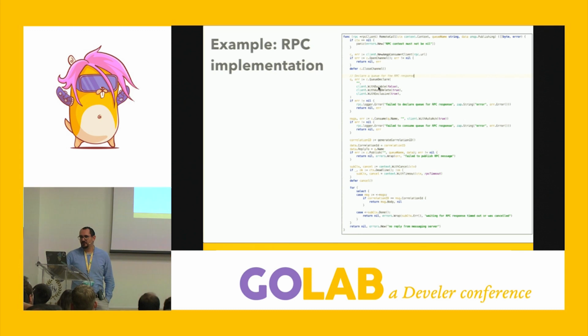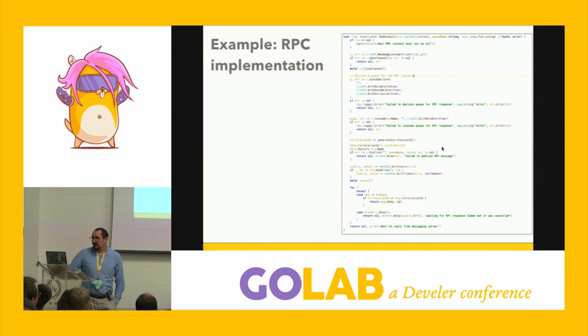So for example, in this case, we declare that the queue is not durable, so when the server restarts, it goes away. It is auto-delete, when the consumer stops, it goes away, and exclusive true. So these are the options that you want for an RPC implementation. And auto-ACK, of course, on the consumer.